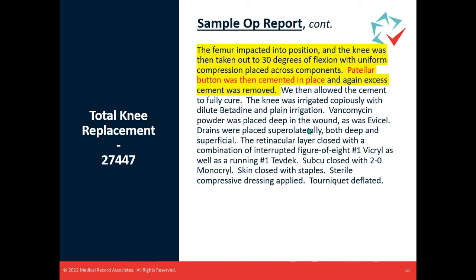The femur was then impacted into position, and the knee was taken out to 30 degrees of flexion with uniform compression placed across the components. Then the patellar button was cemented. So ultimately here we have this op detailing the resurfacing of all of the components of a total knee arthroplasty: the distal femur, the proximal tibia, both the medial and lateral compartments, and then we also had resurfacing of the patellar button. So this all codes to and supports reporting 27447, and obviously appending our laterality modifier for that to go out on the claim.